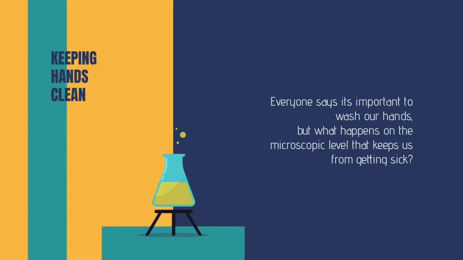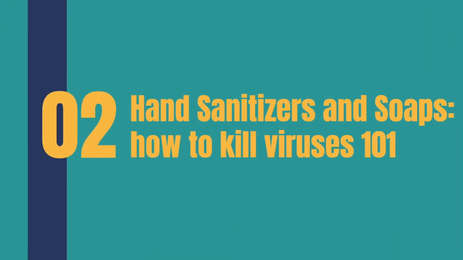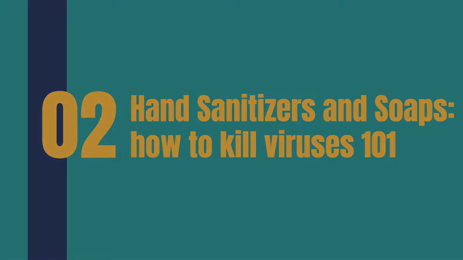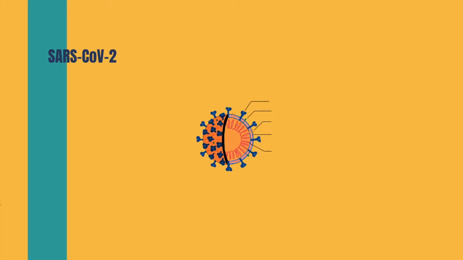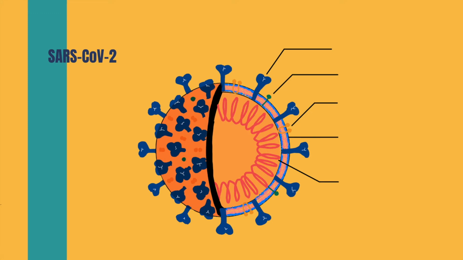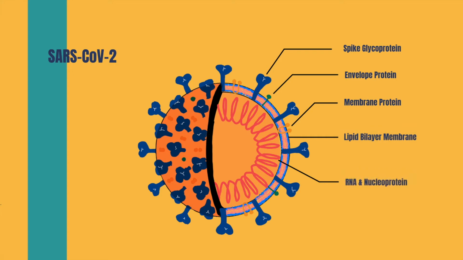That leads us to part 2. How do hand sanitizers and soaps kill viruses? The COVID-19 virus, also known as SARS-CoV-2, consists of many parts. First, there's the spike glycoprotein. Second, there's the envelope protein. Membrane protein is another component of this virus. The RNA and the nucleoprotein inside of the virus are enclosed by a lipid bilayer membrane.